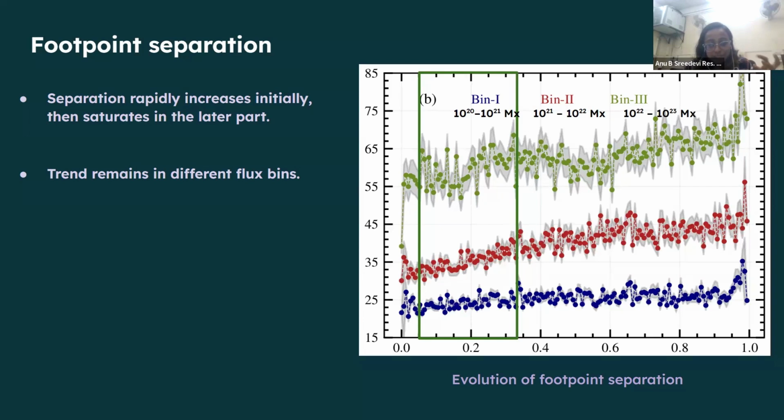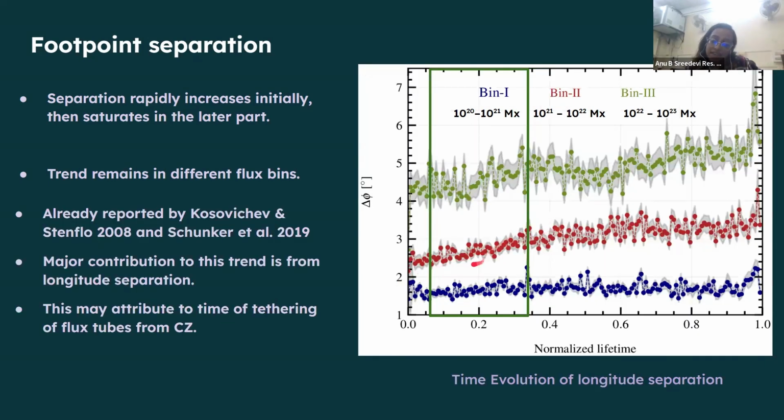Now, the major contribution to foot point separation is the longitude separation and latitude separation, delta phi and delta lambda. The increase that you see here is more prevalent in the evolution of the longitude separation. So we hypothesize that this can be related to the tethering of the thin flux tube from the convection zone. Previous simulation studies have shown that at some point the flux tubes get tethered from the convection zone, so it is validated in the simulations.